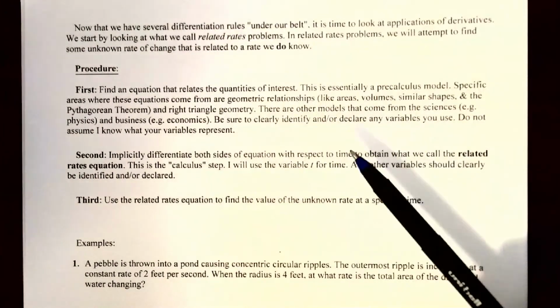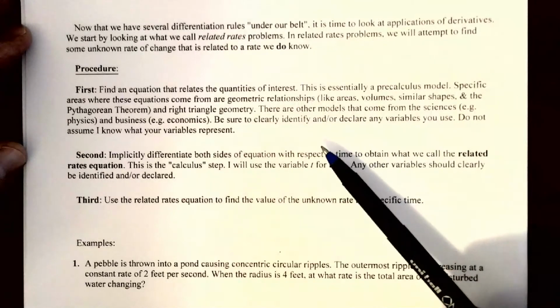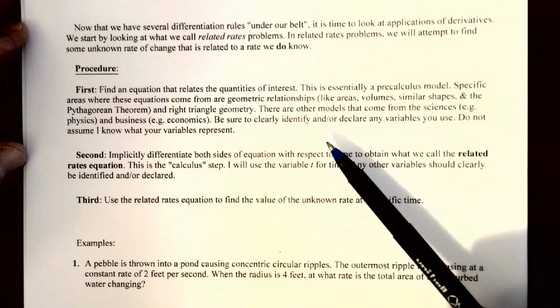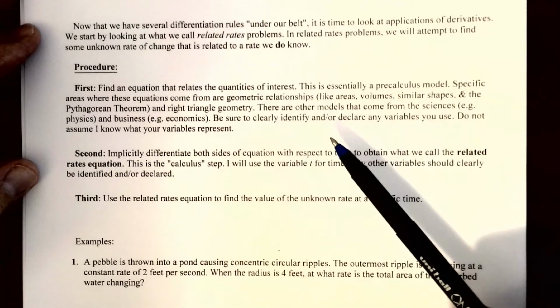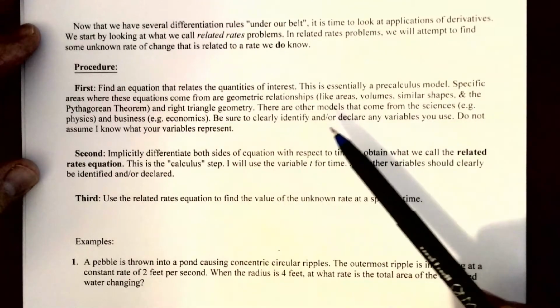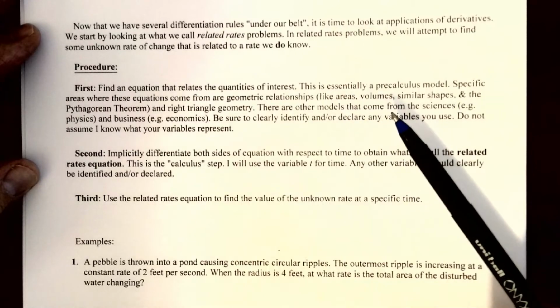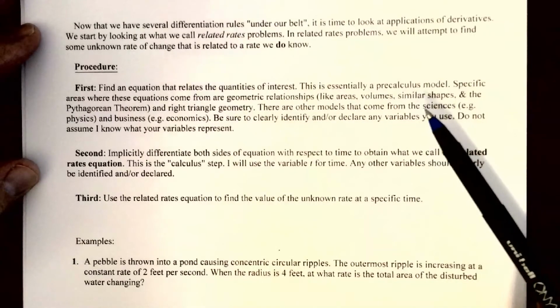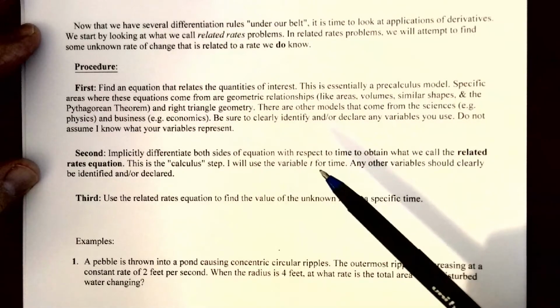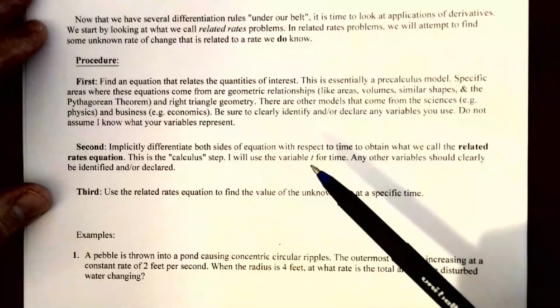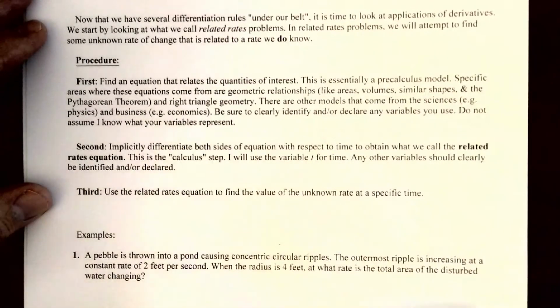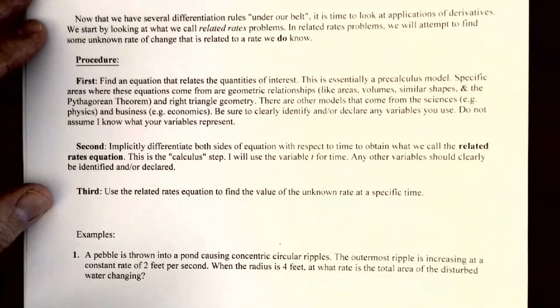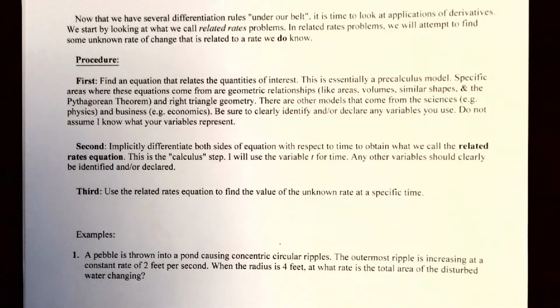In the previous video, I gave some simple illustrations of that, and we'll see some more like that in the coming problems. Again, it is important that you understand these geometric relationships: areas, volumes, similar shapes, and the Pythagorean theorem, as well as the right triangle of geometry. And there could be other models that come through the sciences or through business models and economics and such.